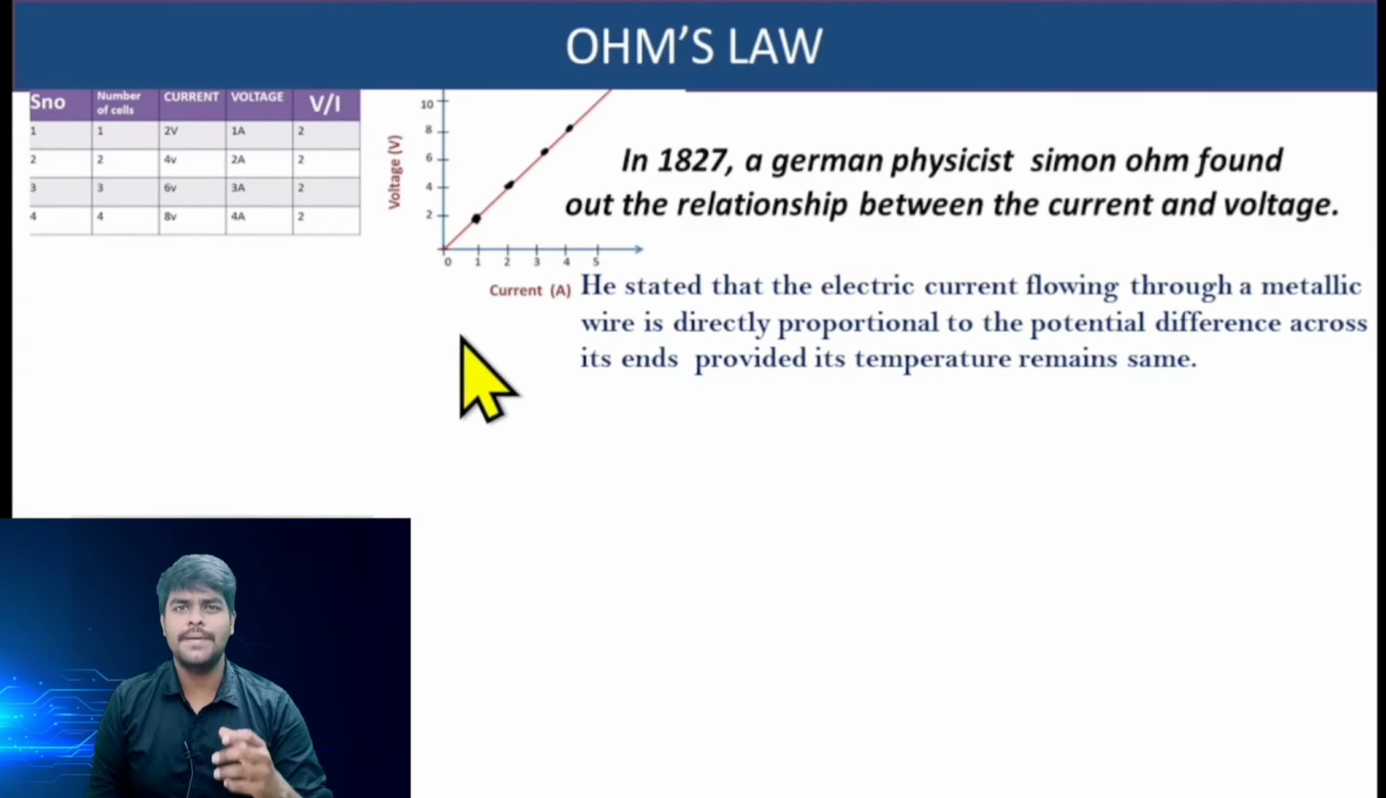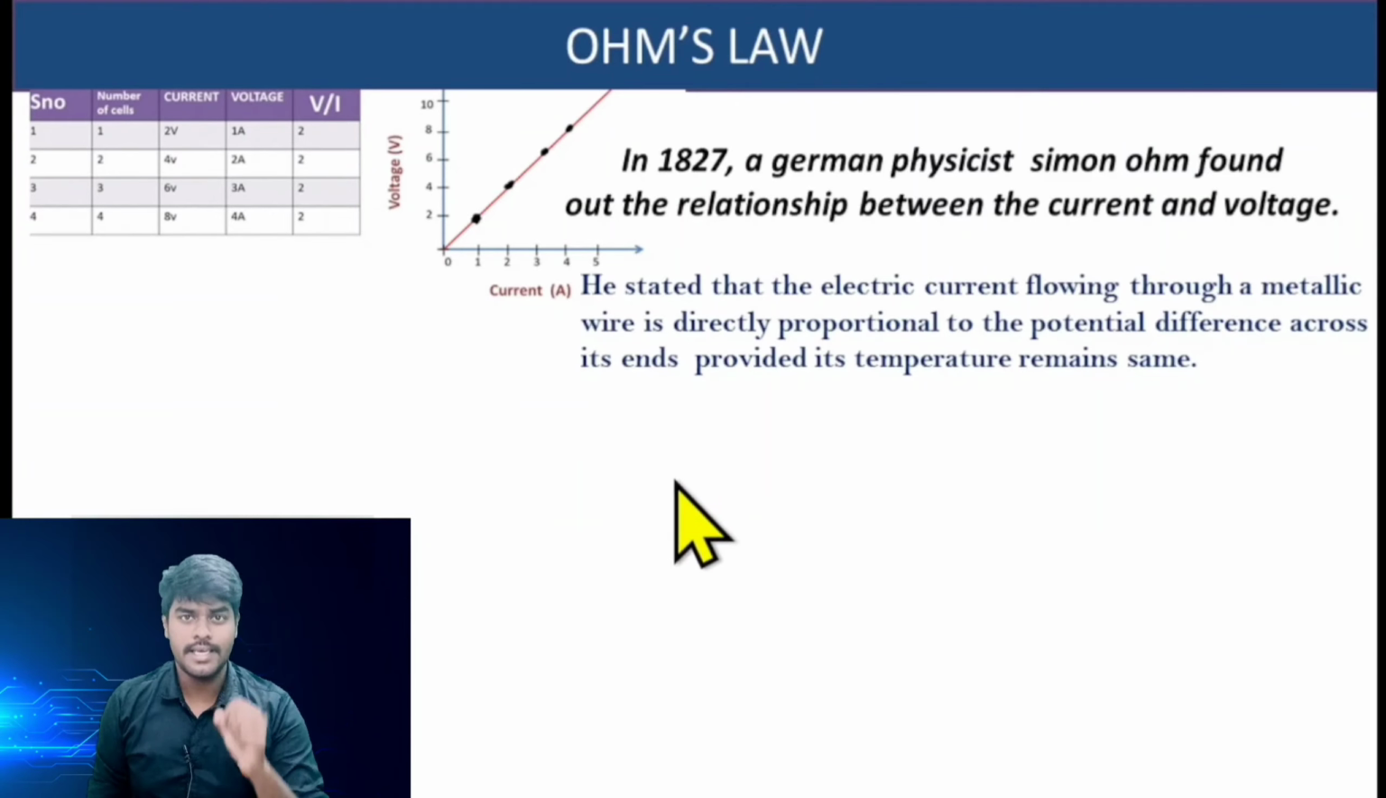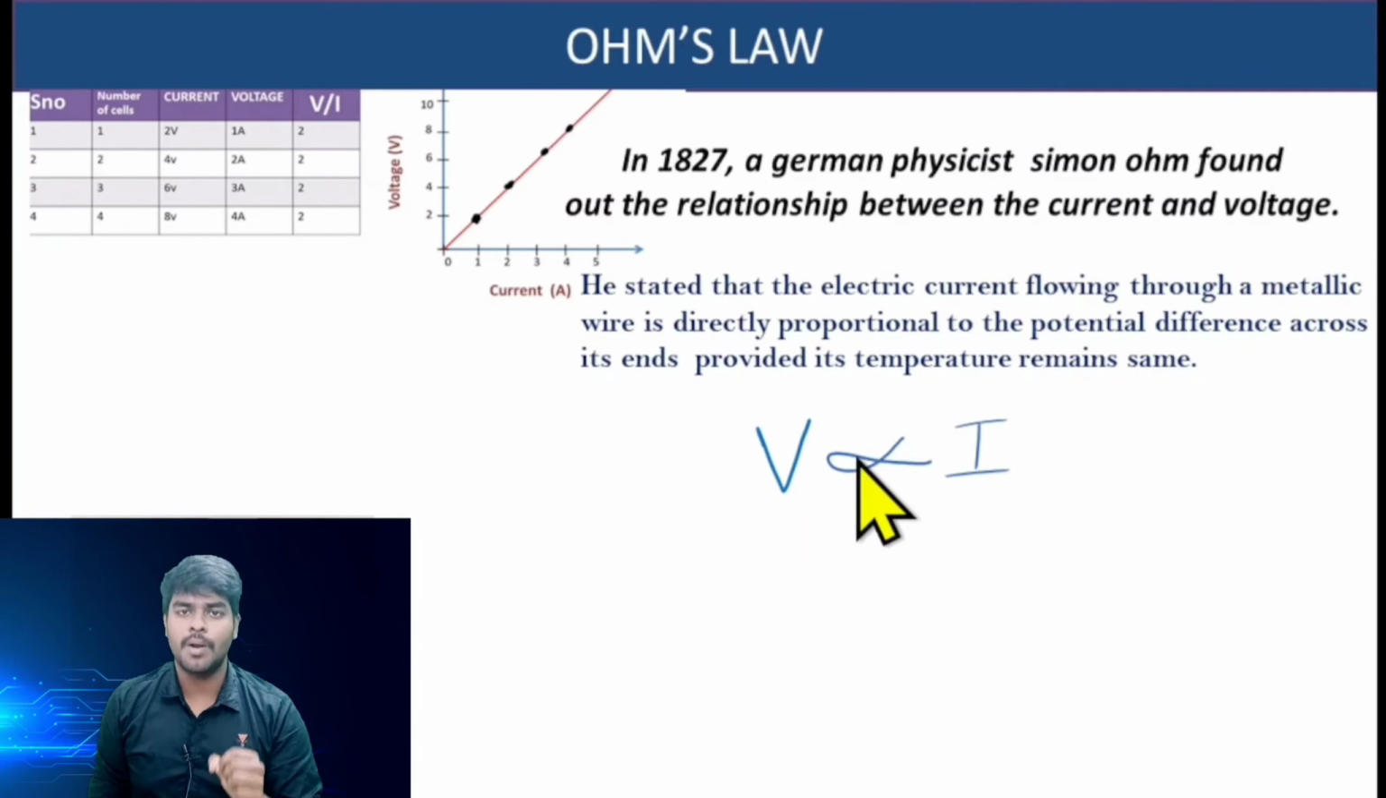If the temperature changes, you don't get the same values, right? That's the main thing. He stated that V is proportional to I. V is directly proportional to I. What is the meaning of V? Voltage. What is the meaning of I? Current. V means voltage, I means current. They both are directly proportional to each other.